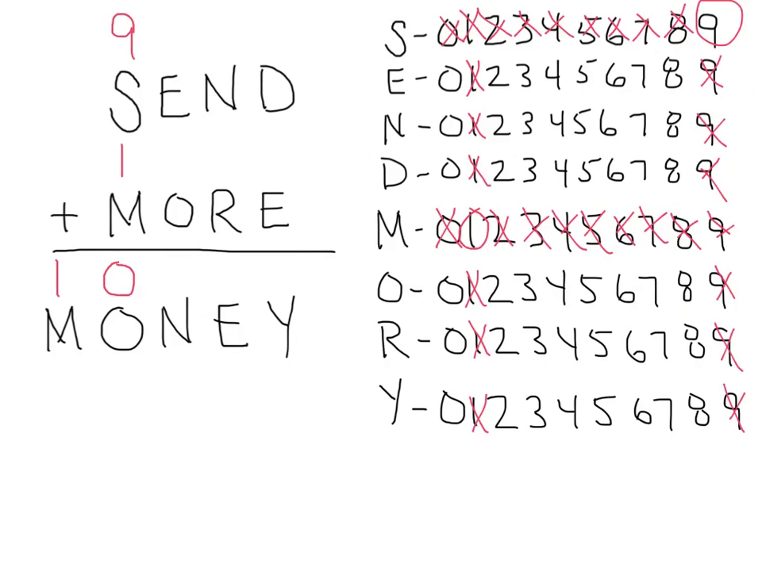Okay? I also know that O must be 0, so it's not 2, 3, 4, 5, 6, 7, 8, or 9. And also, E's not 0, N's not 0. I can eliminate all of those possibilities. Okay, if the O in money is 0, then the O in more must be 0.